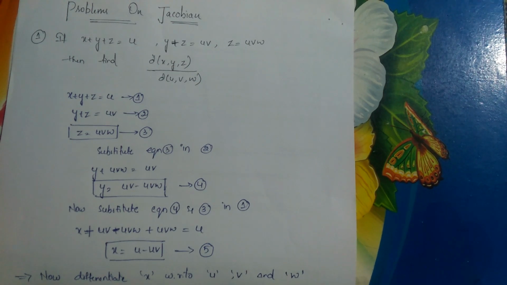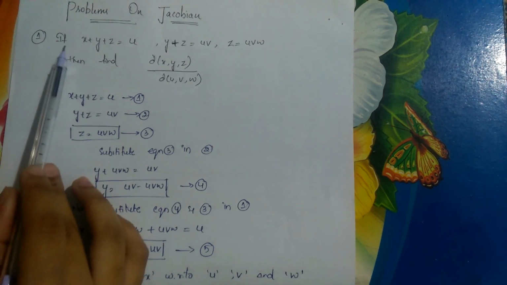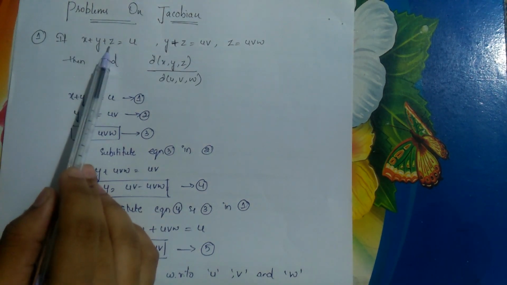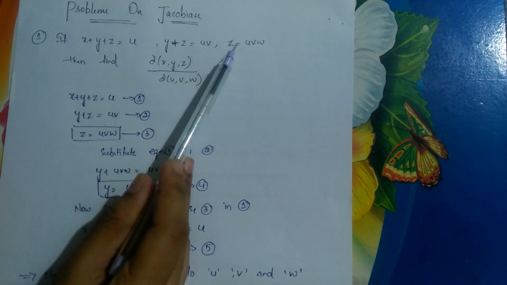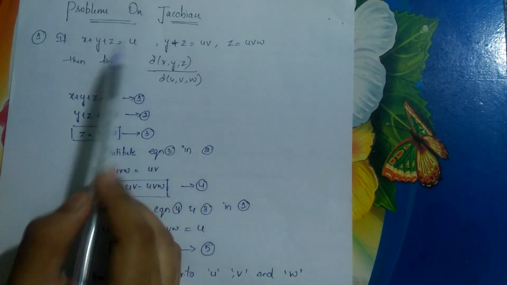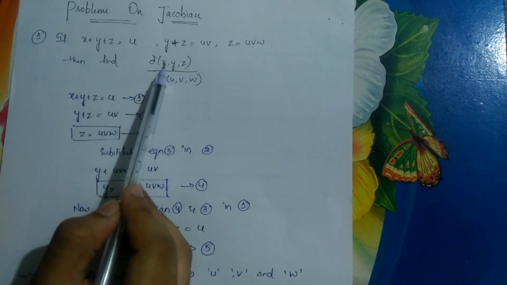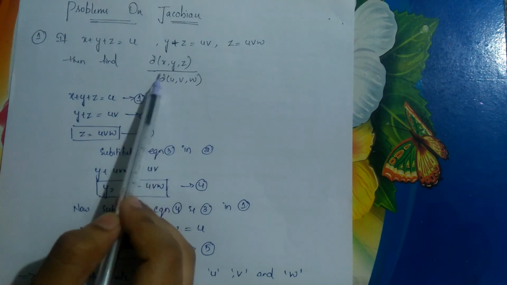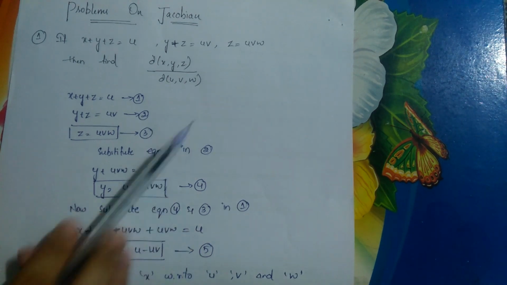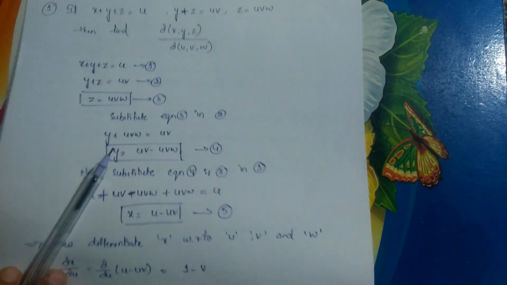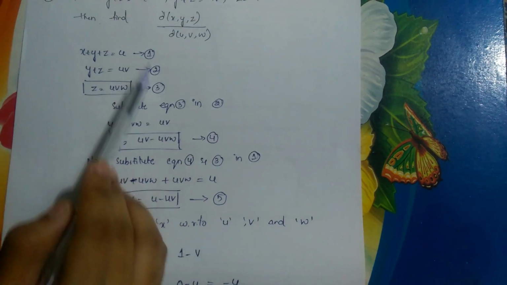Here we shall see a few problems on Jacobian. First question: if x plus y plus z equals u, y plus z equals uv, and z equals uvw, then find ∂(x,y,z)/∂(u,v,w). So write the three equations here. These are the three equations.